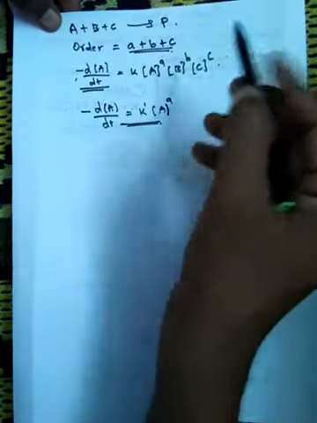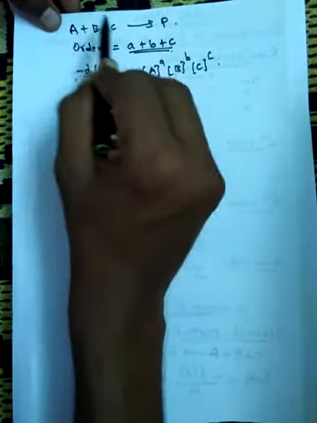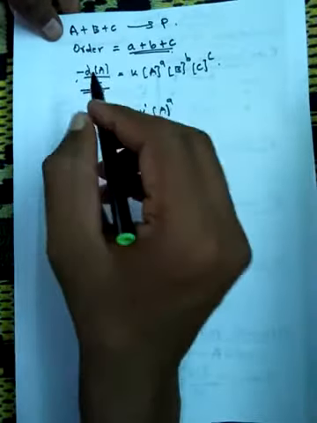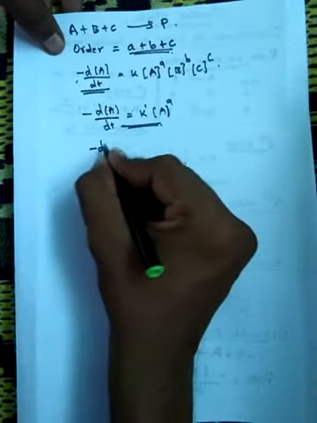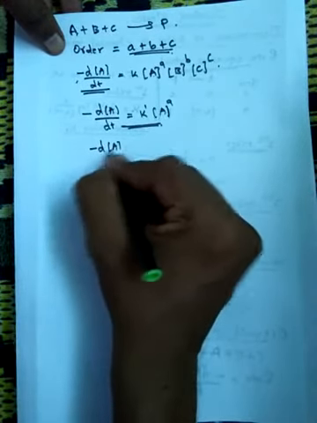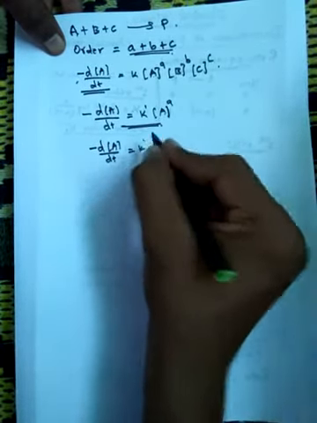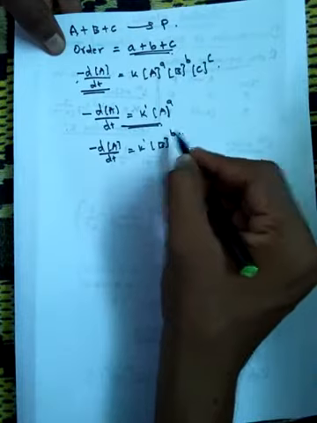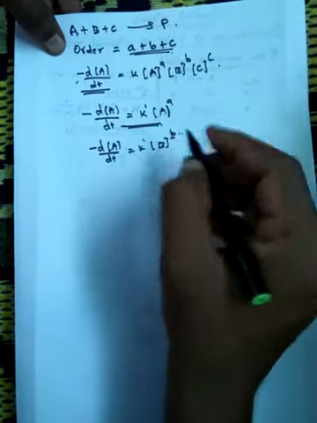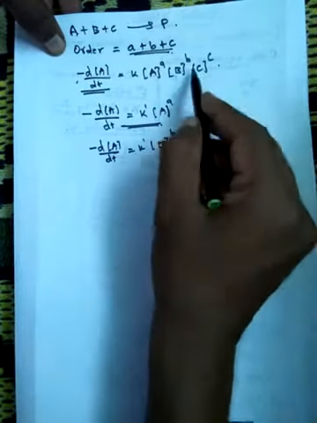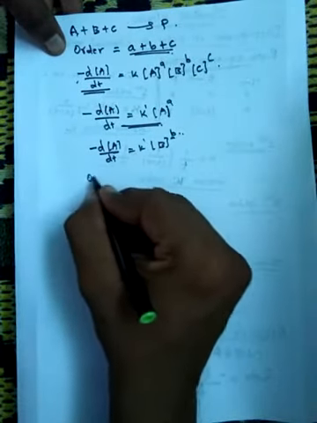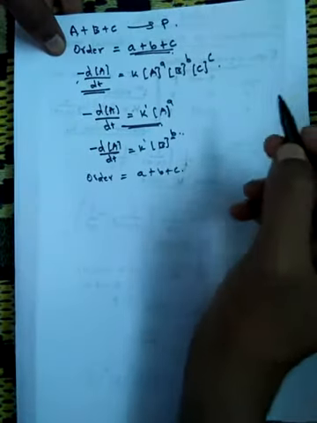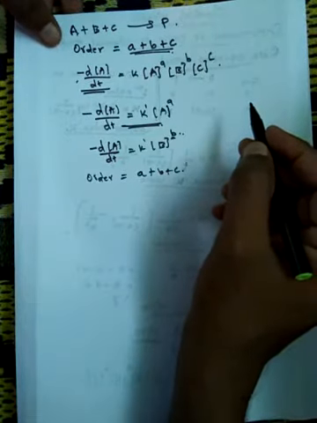Next, I'll take A and C in large quantity and B in small quantity. Then if I carry out the reaction, the rate will depend only on B. Then I use any other method to find out the value of b. In the same way, the order with respect to C is found. So now the total order can be found, which will be equal to a plus b plus c of the reaction.